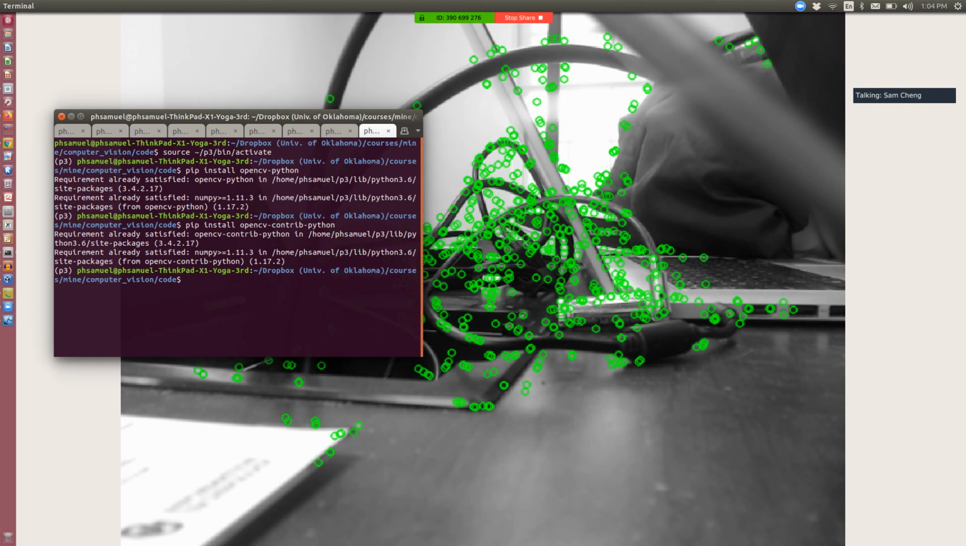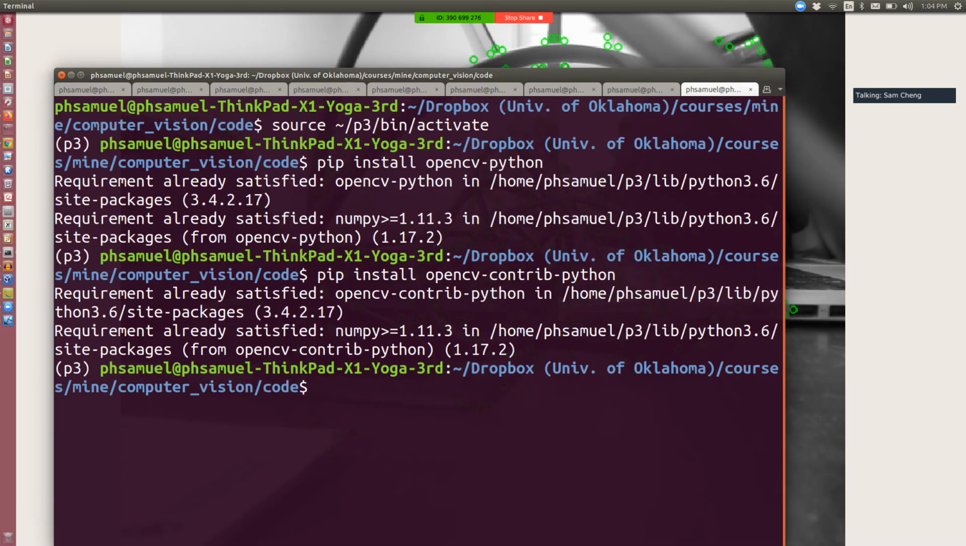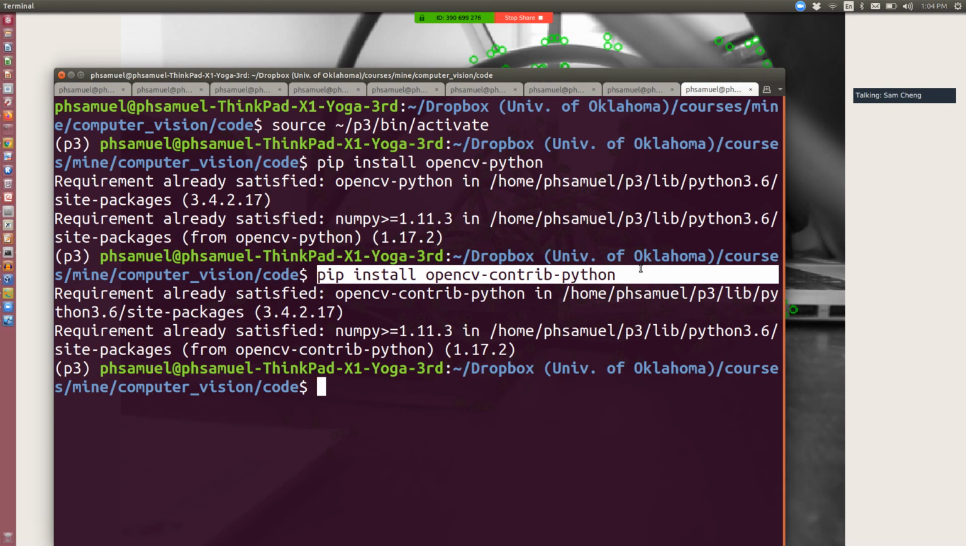I'm not sure you can see it. You're supposed to install this one if you want to use, for example, SIFT and many other descriptors and key point extractors. They are not in the original package, because the library only includes license-free algorithms.